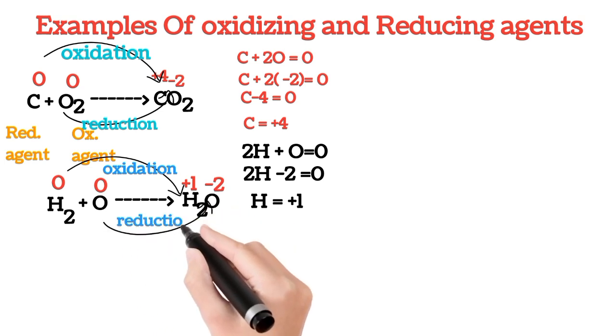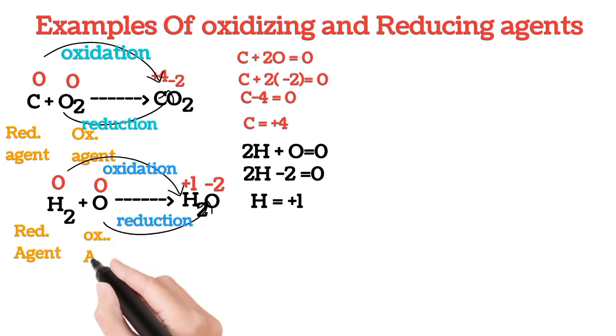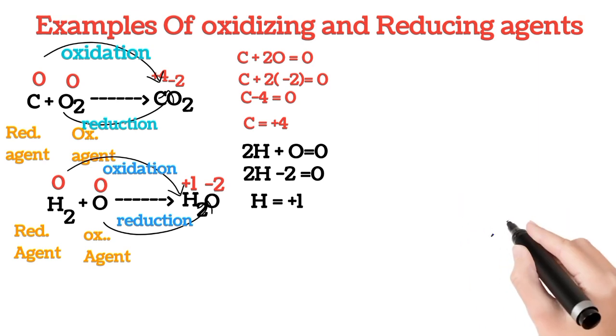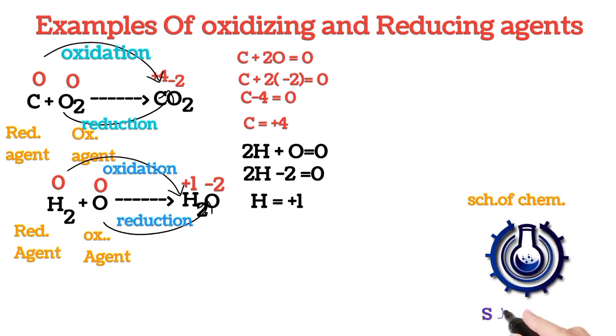Reduction. This implies that hydrogen is oxidized by what? Oxygen, while oxygen is reduced by what? Hydrogen. That means hydrogen is the reducing agent because it has reduced oxygen, and oxygen is the oxidizing agent because it has what? Oxidized hydrogen. So the reduction material is the oxidizing agent, while the reducing material, the oxidation material, is what?